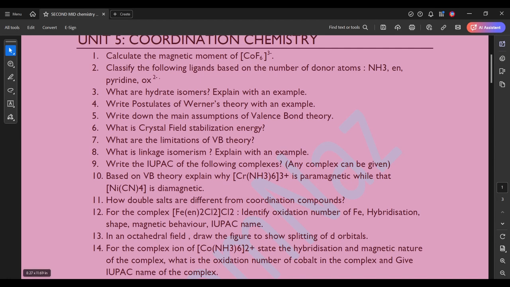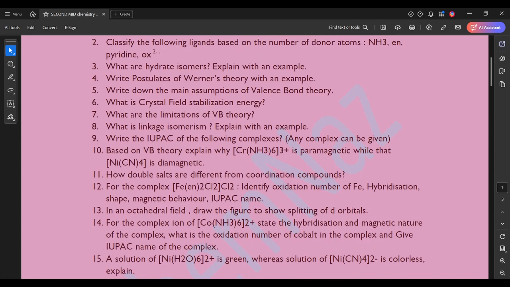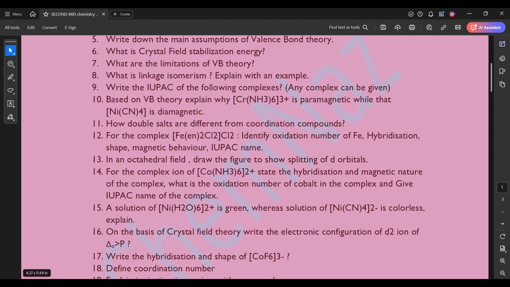Then the 14th question, for the complex ion of this cobalt complex, again like the 12th question, they have asked this. State the hybridization, magnetic nature of the complex, oxidation number of cobalt, and give the IUPAC name of the complex. So the 14th and 12th are 5 mark questions. Then the 15th one: a solution of one nickel complex is green, whereas a solution of another nickel complex is colorless. It's a book back question asked in 2 marks.